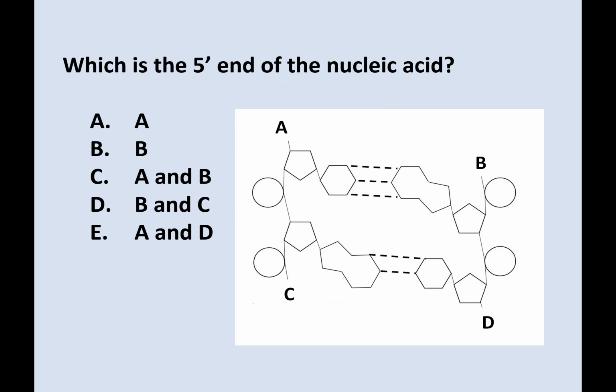Ooh, now look at this. Which is the 5' end of the nucleic acid? The answer is D, B, and C. Always look for that phosphate, right? Because here's the sugar that we're going to add a new nucleotide to. That's the 3' end. The 5' end is always where the phosphate is.